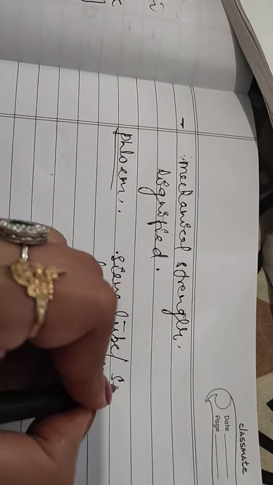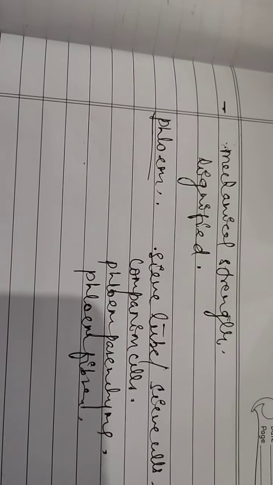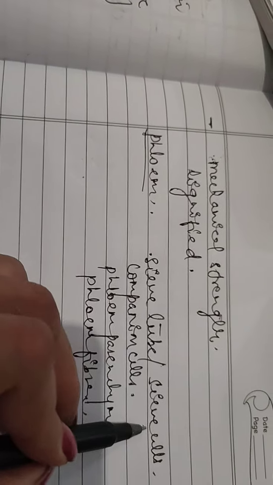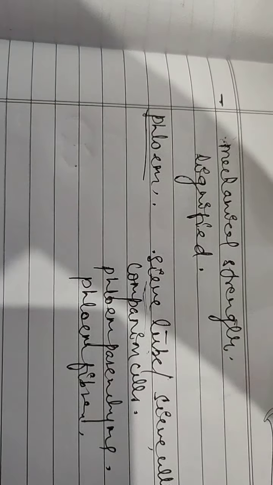So sieve tubes, and sometimes you also see sieve cells. There is a slight difference between sieve tubes and sieve cells. Sieve cells occur in gymnosperms, pteridophytes, or you can say in non-flowering plants, and sieve tubes occur in all angiosperms or flowering plants. So that is the difference between sieve tubes and sieve cells.